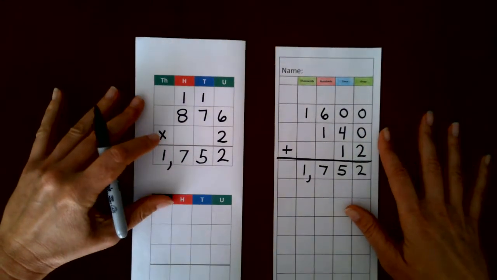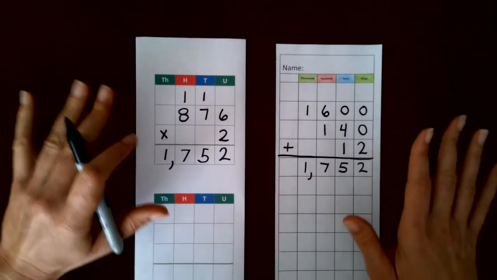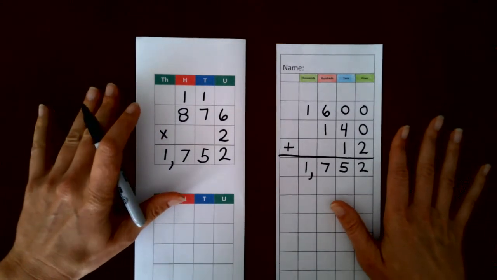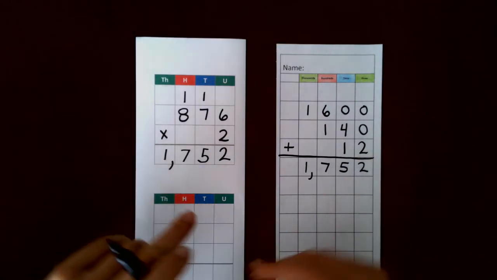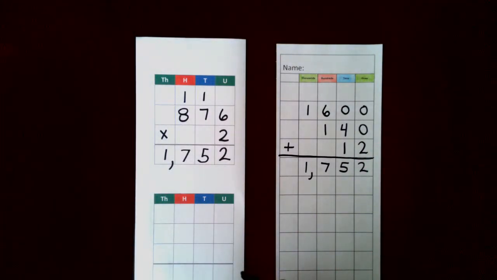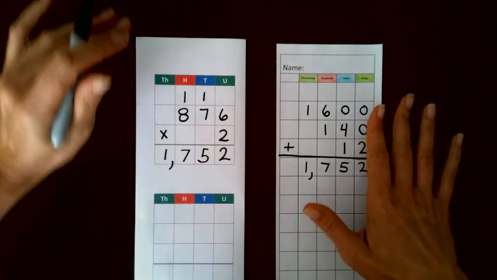All right, so that is the lesson. And remember, that is a passage to abstraction. So the idea is to not have as many concrete materials, but still develop an understanding of what's behind the algorithm.